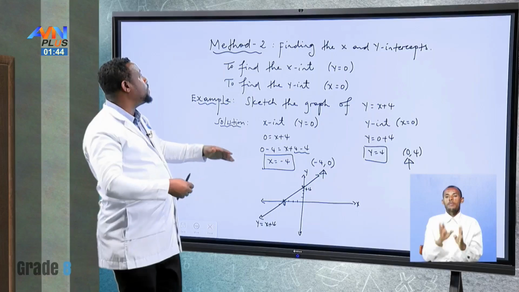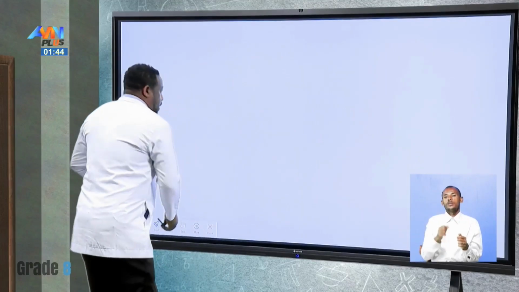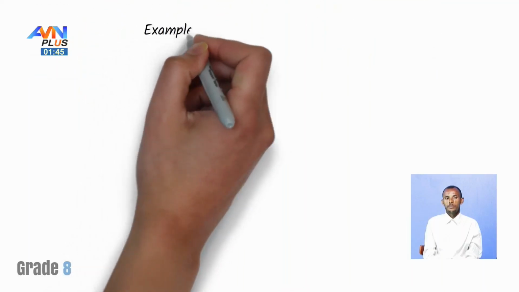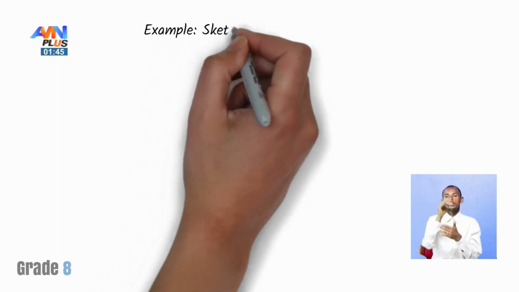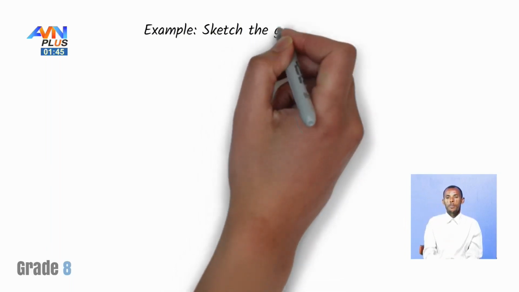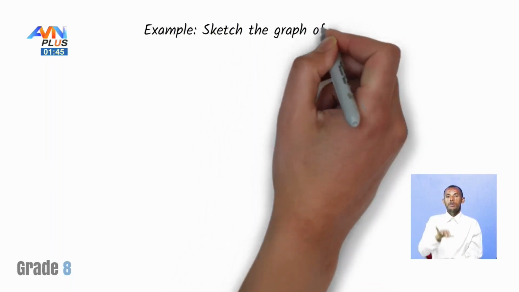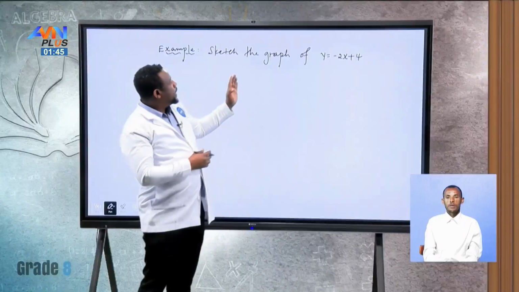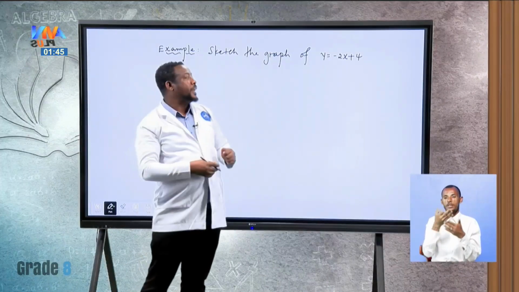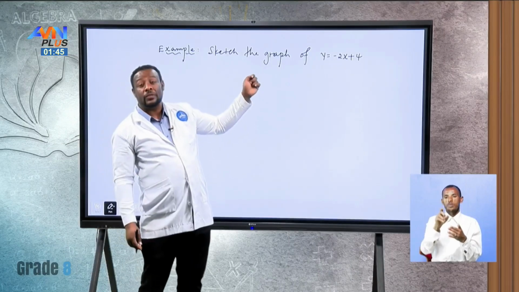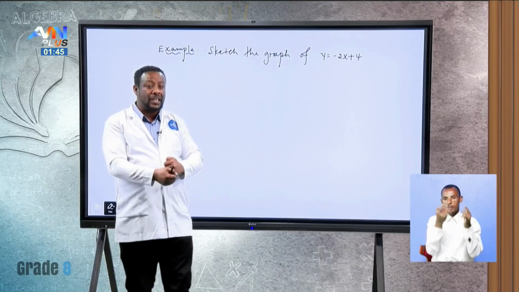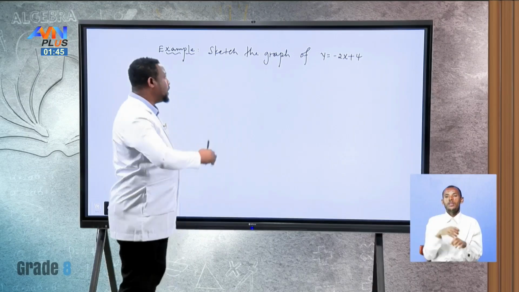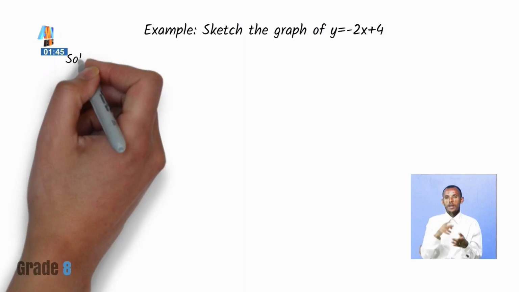Let me add one more example regarding method 2. Sketch the graph of y is equal to minus 2x plus 4, okay? This is a linear function, and you are asked to sketch the graph of this function using the second method that we have seen. Don't forget how the x and y intercepts are calculated, right? The only thing that we do here is calculate the x and the y intercept.